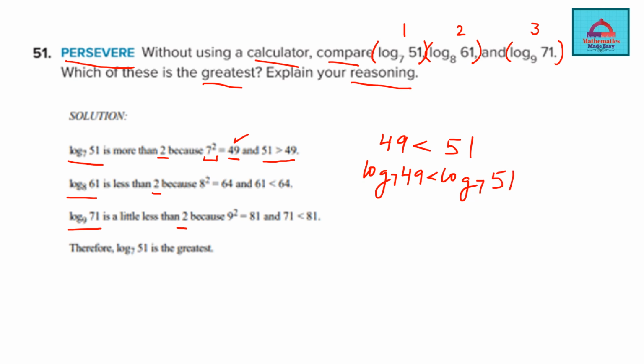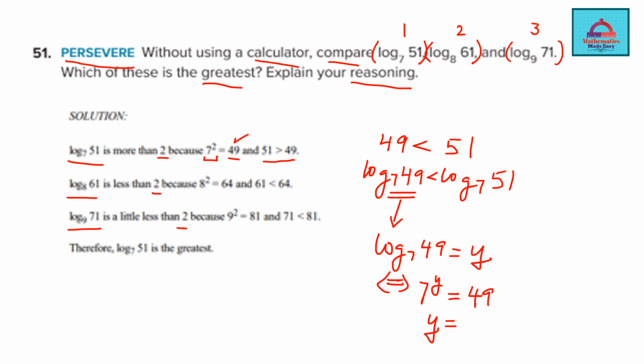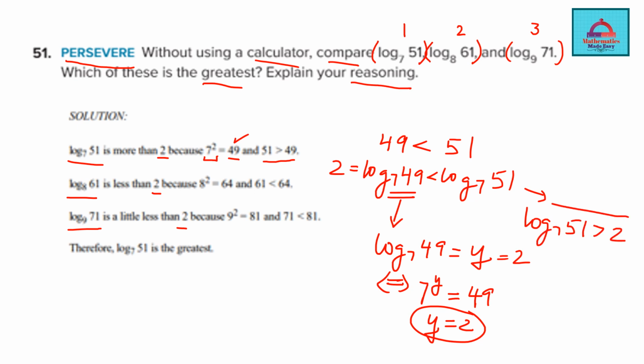Now log 7 49, this is logarithmic, we can convert to exponential. So what will it be if we want to find its value? Log 7 49, okay, so let it be value y. Now if you convert to exponential, by definition what will come? Base to the power y is 49. So what is your y? That means you need to say what power of 7 is 49. So the power of 7 which is 49 is 2. So that means this whole value is equal to 2. So you can easily say that your log 7 51 is more than 2. Okay, so this is one expression which you have got, and that's why you say it is more than 2.